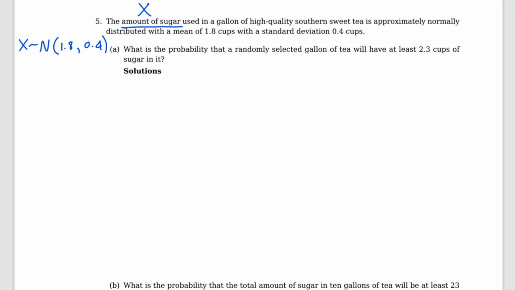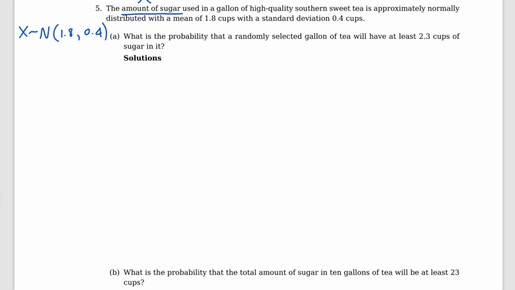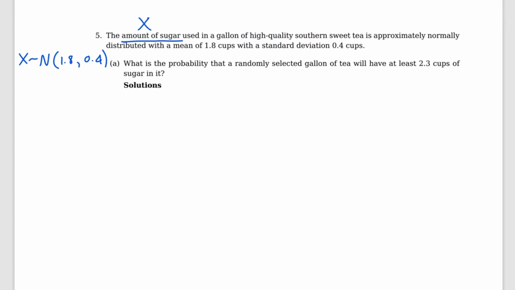Understood now? If they are asking X bar, it should be like this: what is the probability that the total amount of sugar in 10 gallons? Actually, I will explain that in a few minutes. It's asked in a different way, but that is a mean over there. So it just asks here X.